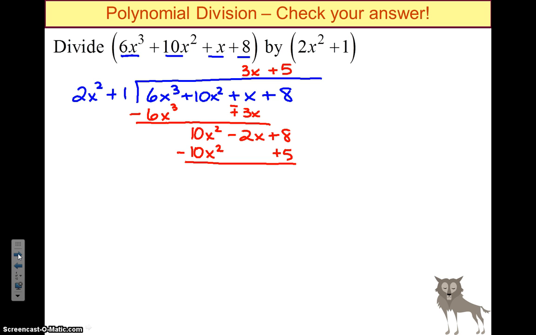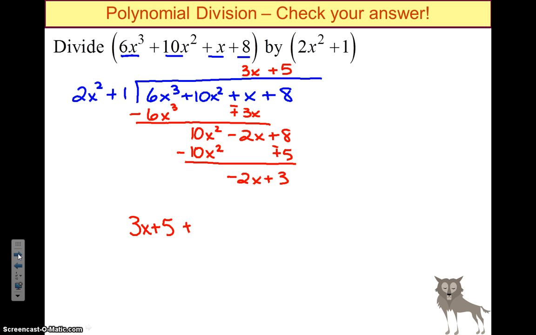So I subtract this term, I subtract the 5, and those cancel, leaving me with negative 2x plus 3. Now if I try and divide negative 2x by 2x squared, this x squared is not going to go into that x. So that's as far as I can take this problem in terms of dividing. And so what this looks like is 3x plus 5 with a remainder.